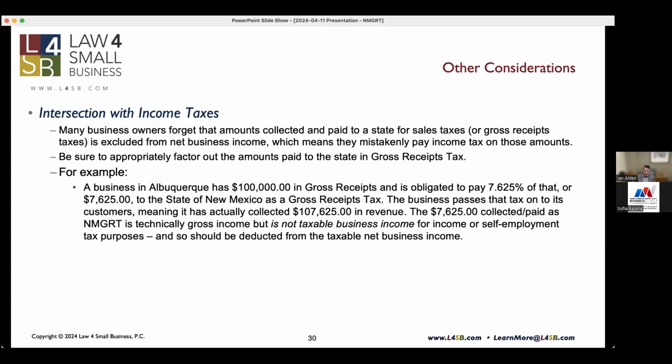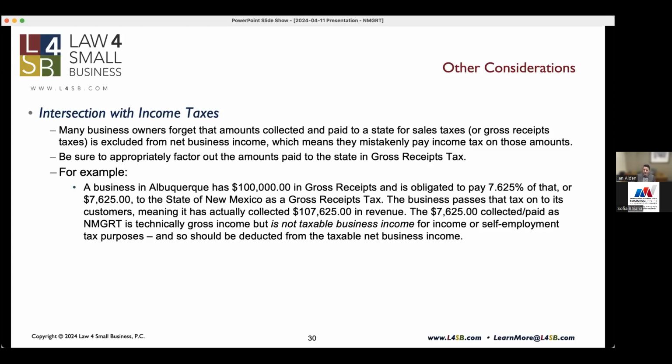Specifically, and I'm going to give you an example here. Let's say you collect 100 grand in gross receipts from sales. Then you have the 7.625% Albuquerque gross receipts tax rate, and you collect that from your customer. You've collected $107,625 from your customer. 100,000 of that is yours. 7,625 of that belongs to the state in the form of gross receipts tax. You pay that money to the state. You are left with $100,000.